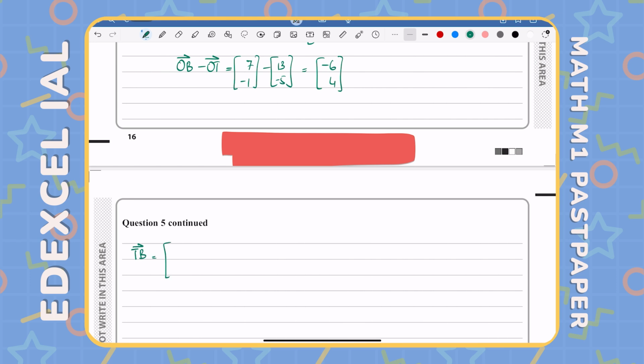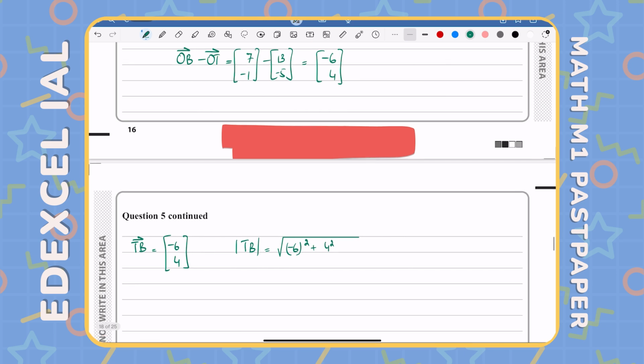Now, the question is not asking for the displacement vector, it is asking for the distance. So we need to calculate the magnitude. The magnitude of this vector will be the square root of the square of negative 6 plus the square of 4. The square of negative 6 is 36. The square of 4 is 16. 16 plus 36 is equal to square root of 52. The question has not specified how it wants the answer, but if you want, you can rewrite 52 as 13 times 4, and once you take the square root of 4, that's 2 root 13. And there you go.